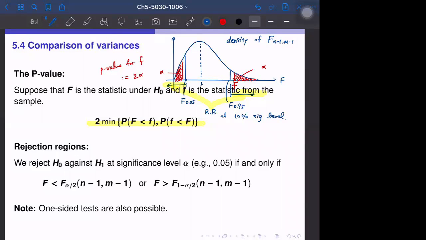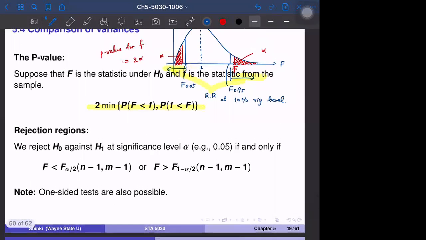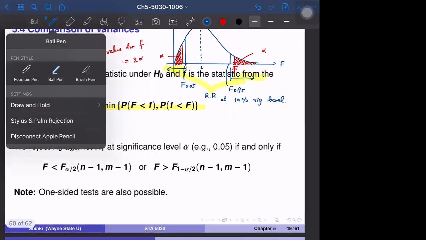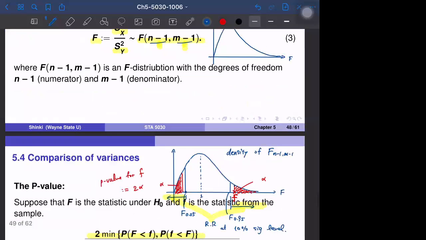So in this way, we determine the rejection region. So this is how to do the F test. And a one-sided test is also possible. For example, think about the hypothesis that sigma x is, okay, so sigma x was on the numerator.